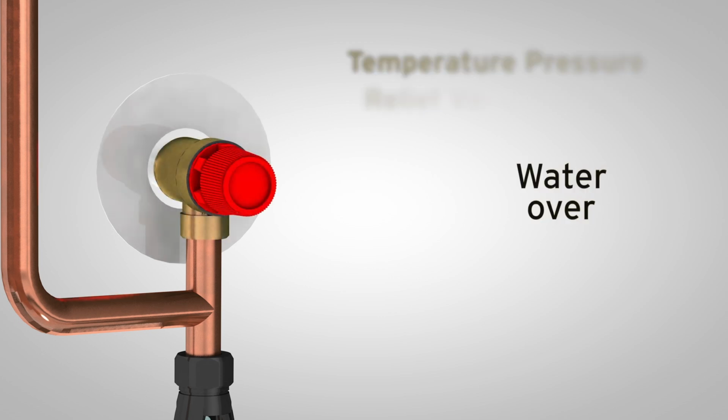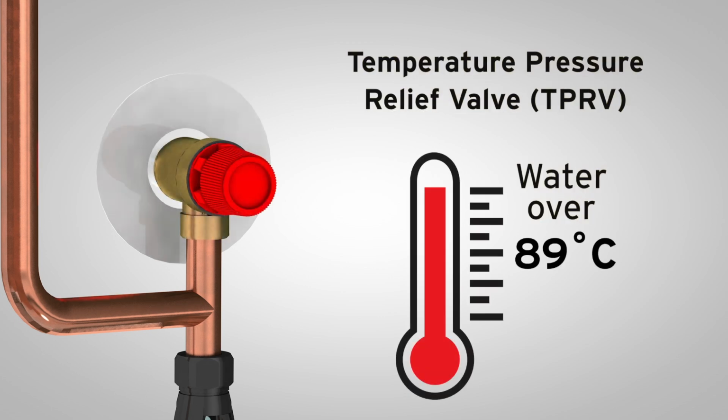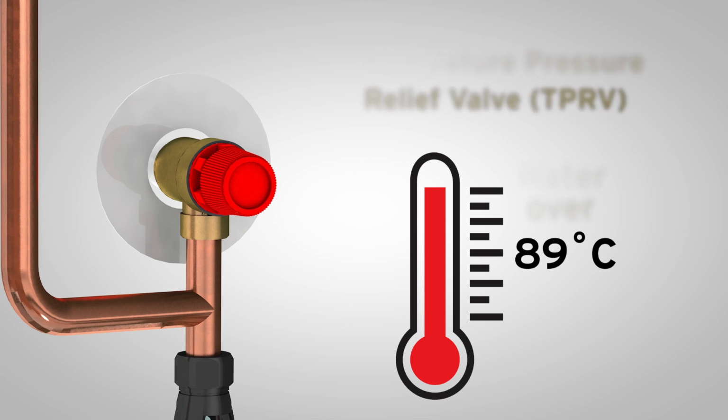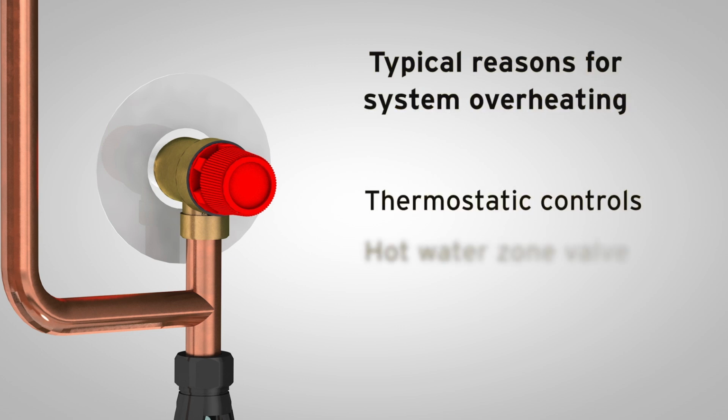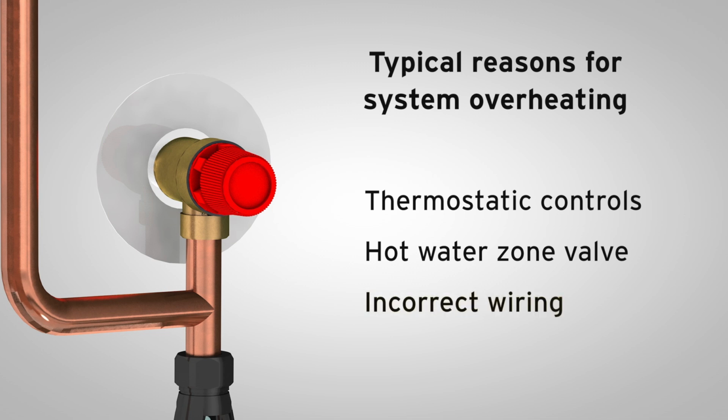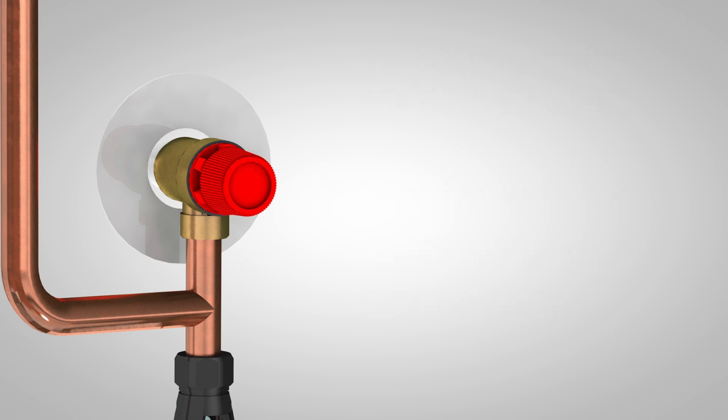If the water is over 89 degrees, then the cylinder is overheating and you need to locate and fix the cause of the overheating. Typical reasons include issues with the thermostatic controls, problems with the hot water zone valve, or incorrect wiring. Once repaired, check and confirm the problem has been resolved, and if this has not resolved the issue, move on to part two.